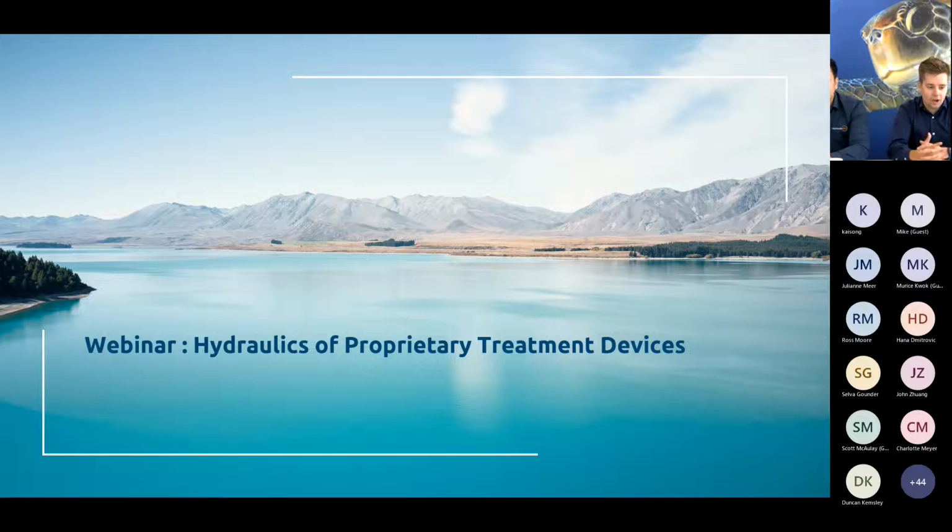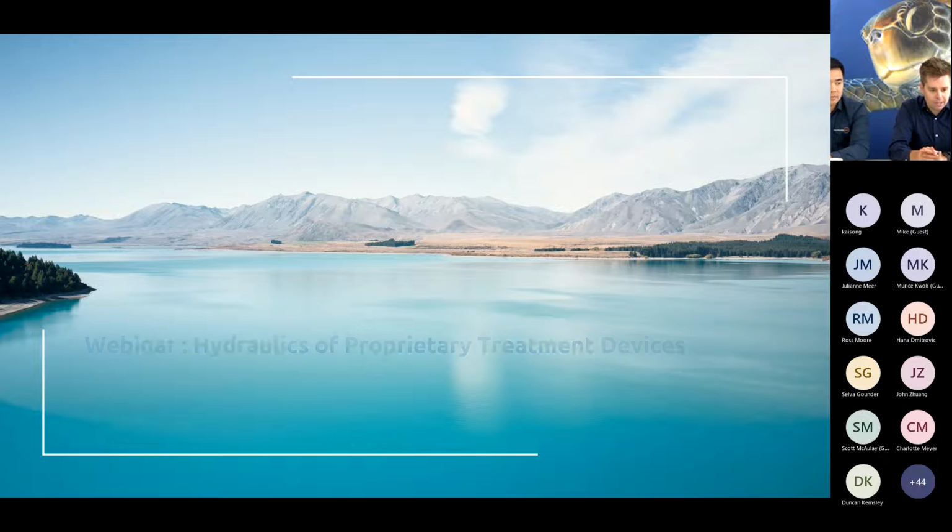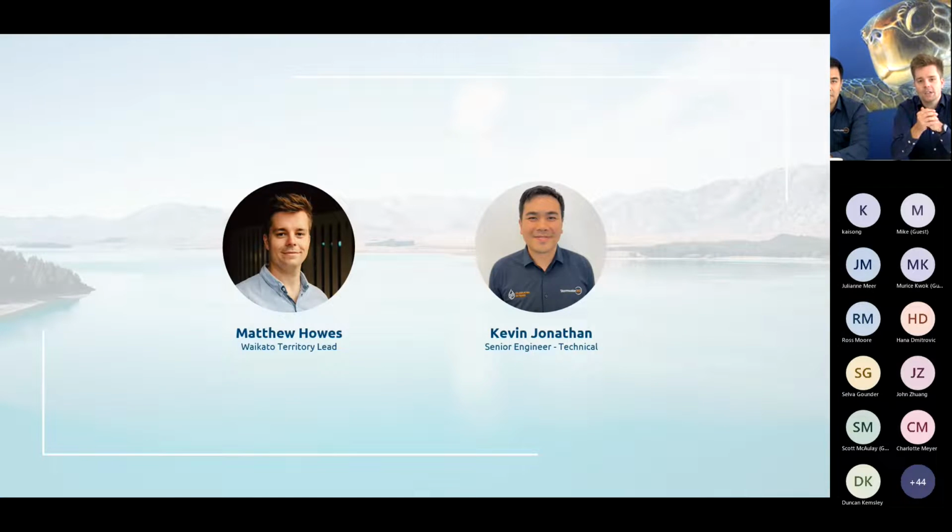So, the hydraulics of proprietary treatment devices. A little bit about Stormwater 360. We are a company that has specialized in stormwater treatment and effective stormwater management since 1996. Mike Hanna and Greg Yeoman started up the business in 1996, and we have 26 years of dedicated expertise in managing stormwater.